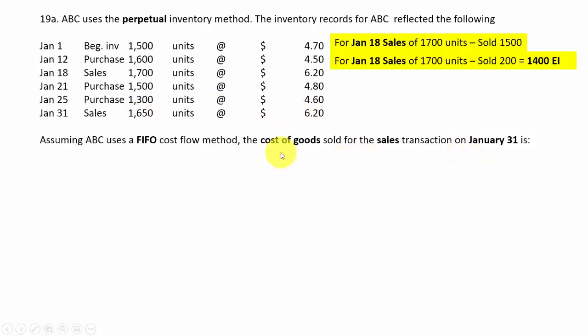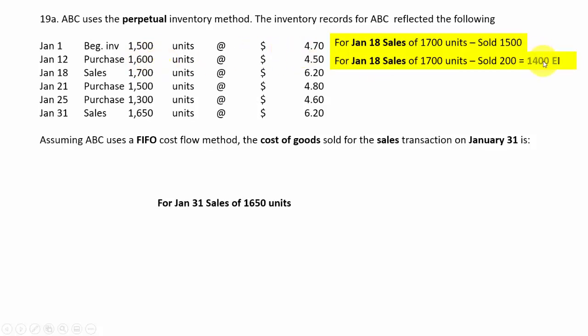They want to know what's the cost of goods sold of these units under FIFO perpetual for the January 31st sales. So remember, back up here, we had a couple hundred units that we had left in the inventory, and these are going to go first. So when you have to figure out the cost of goods sold for the January 31st units of 1,650 units, right here, like I said, back up here, you only sold 200 of these, so you have 1,400 of these left.